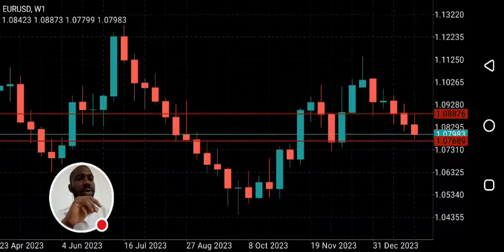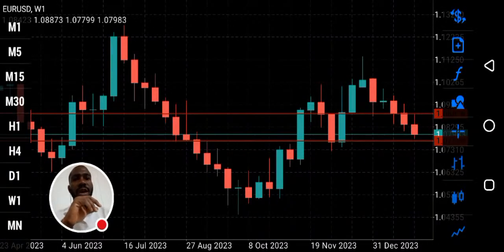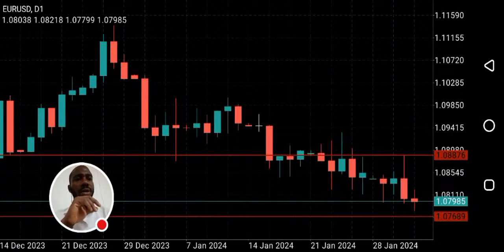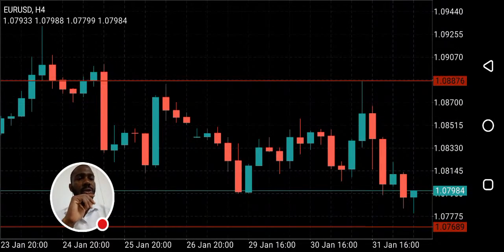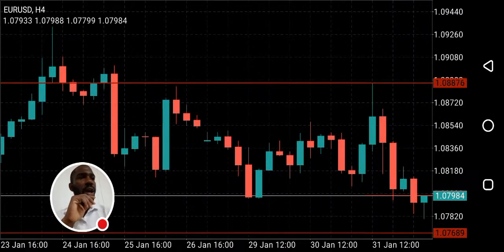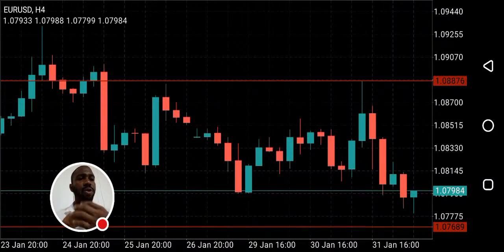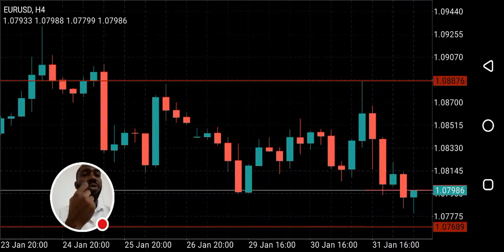Let's go to the 4 hour. Depending on how this 4 hour candle closes, it will close by 11. If it closes as a hammer, I would be buying Euro USD. If the 4 hour candle closes as a hammer, I would buy Euro USD.